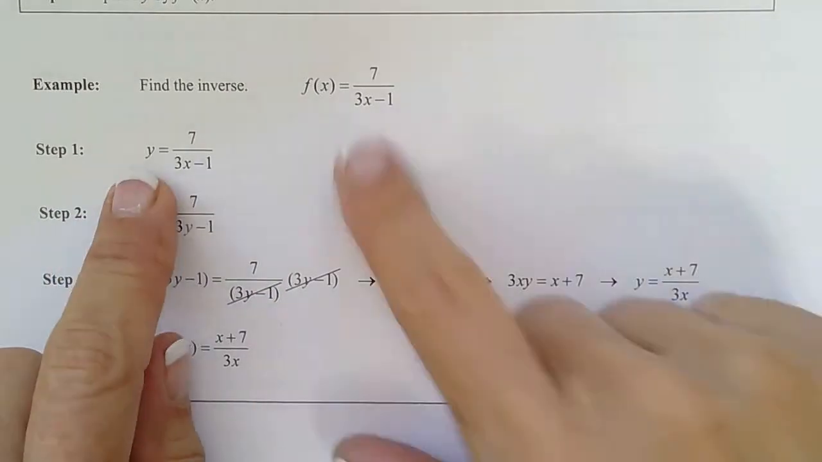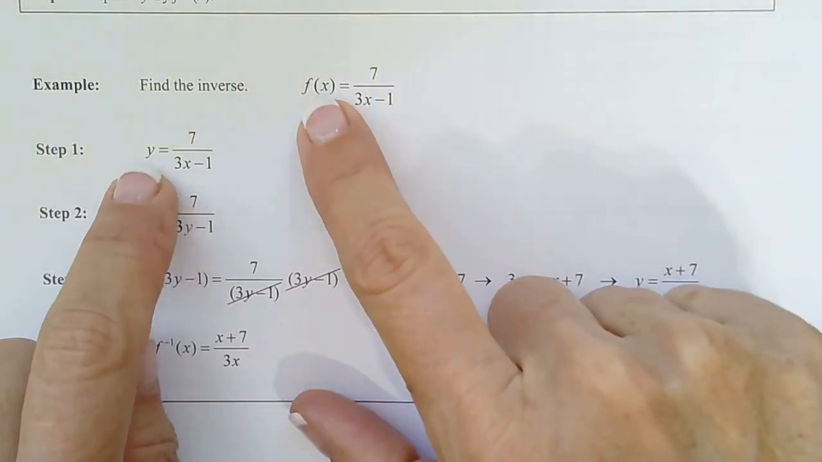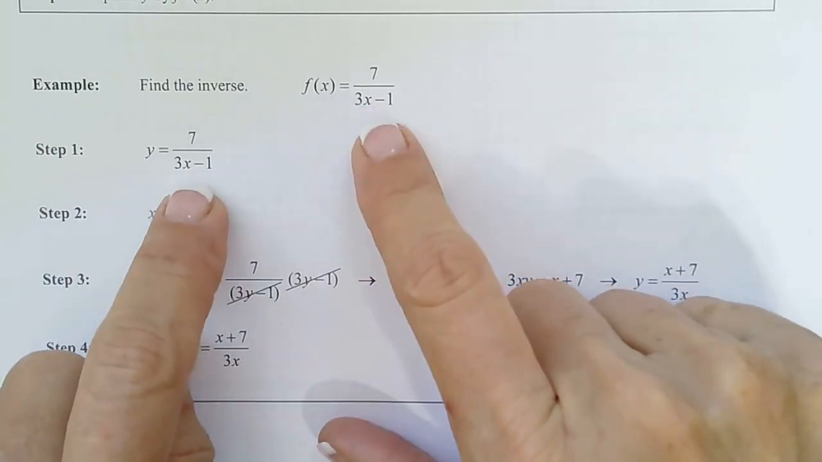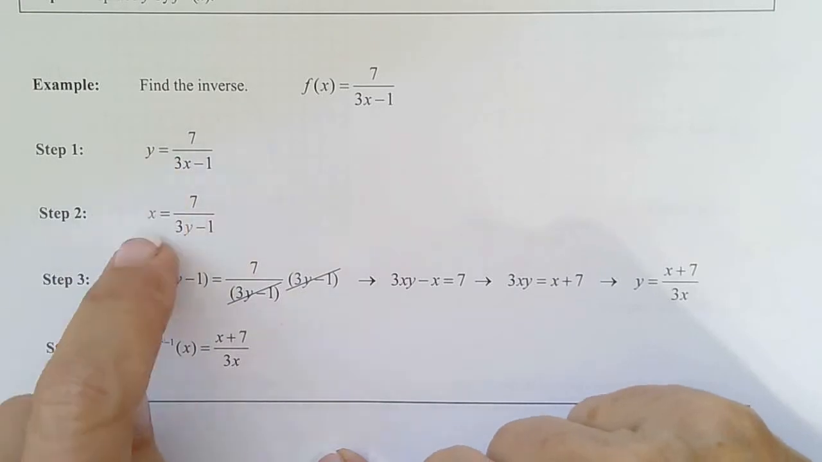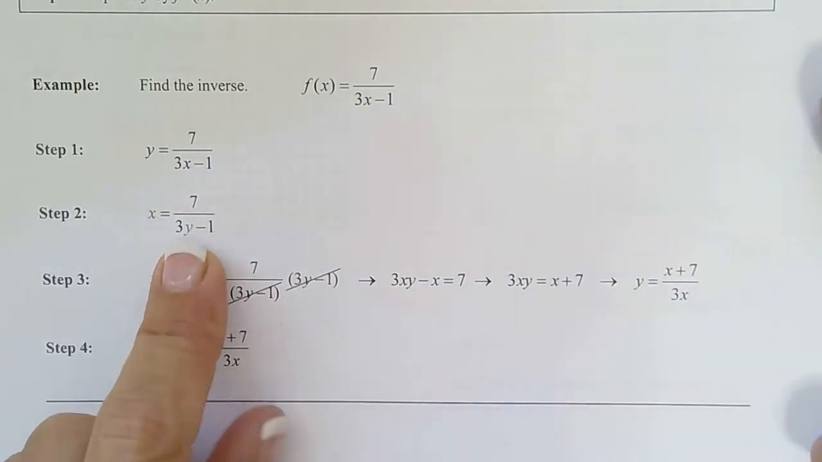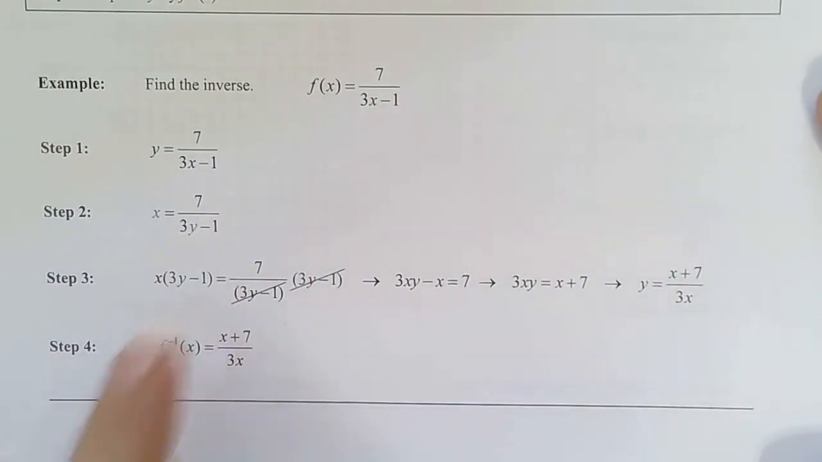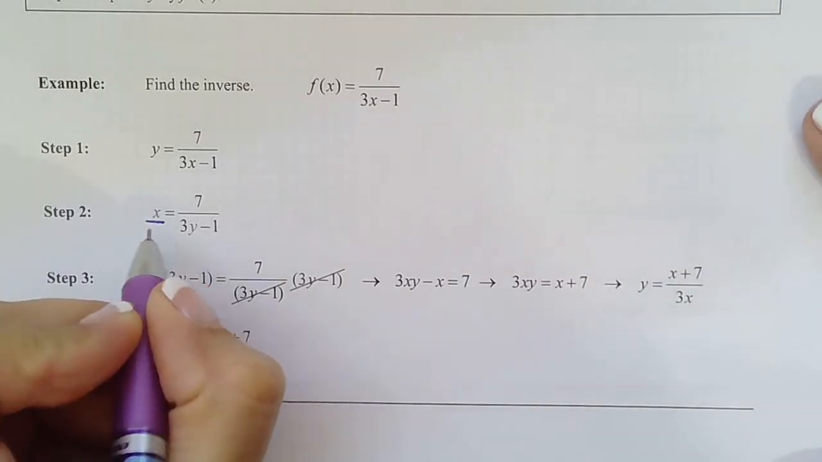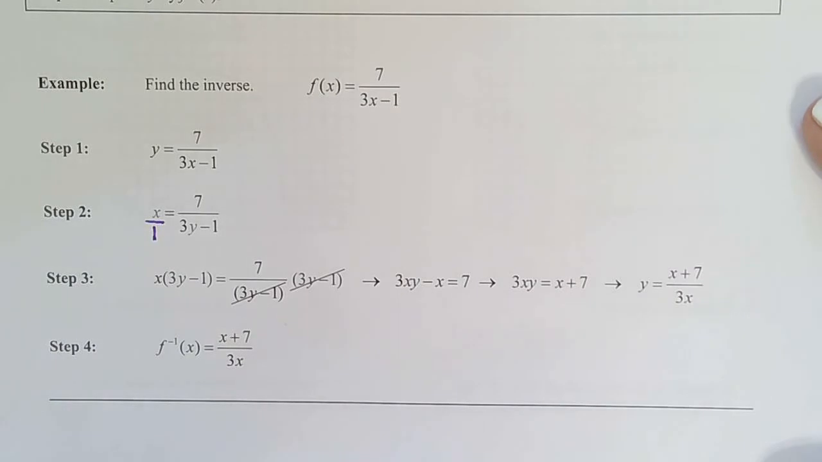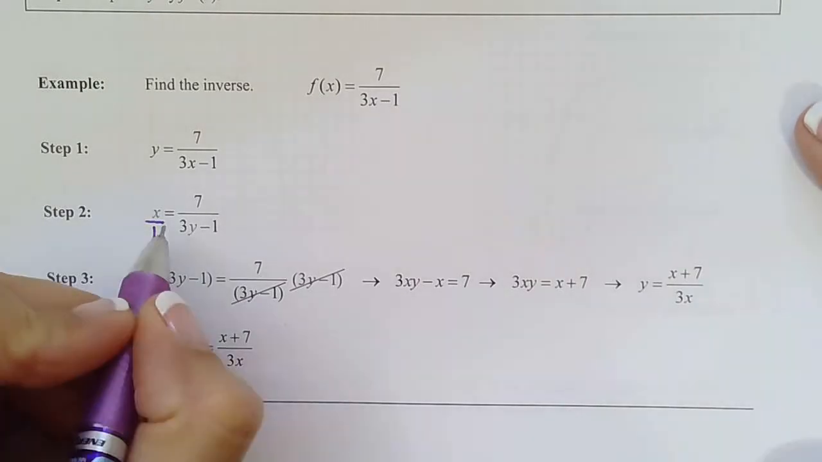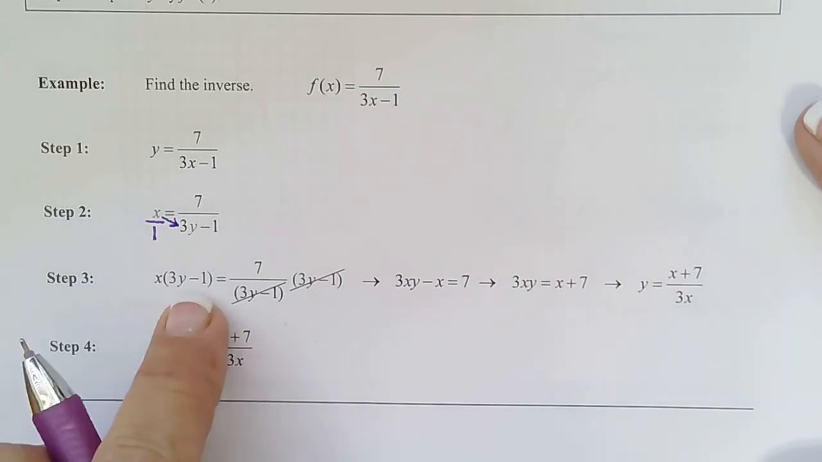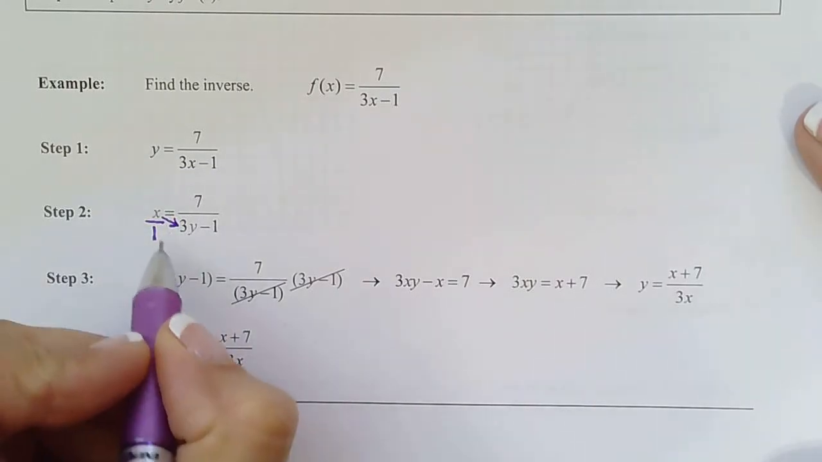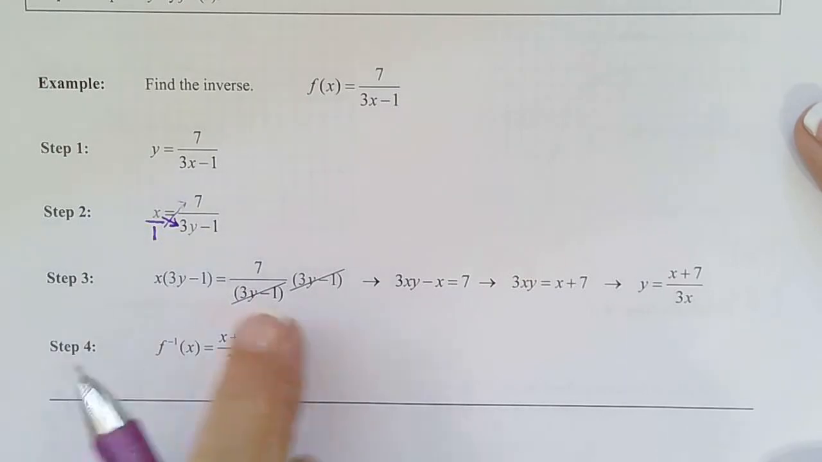So step 1 is replace f of x with y. We did it. Step 2 is make the y x, make the x y. So the y became x, the x became y. Step 3 is solve. So if you remember from chapter 5, whenever one side's a fraction, we make the other side a fraction so that we can cross multiply and set our cross products equal. So we get x times 3y minus 1 equals, going this way, we get 7.